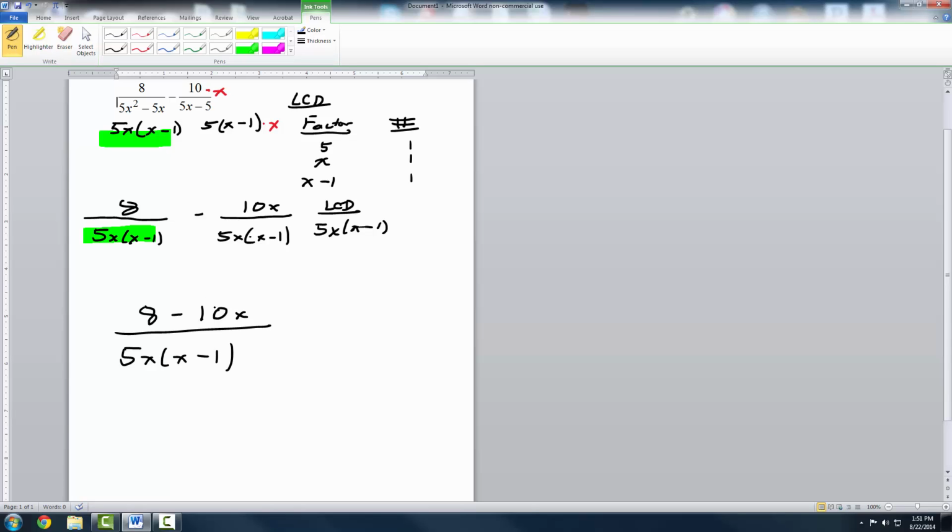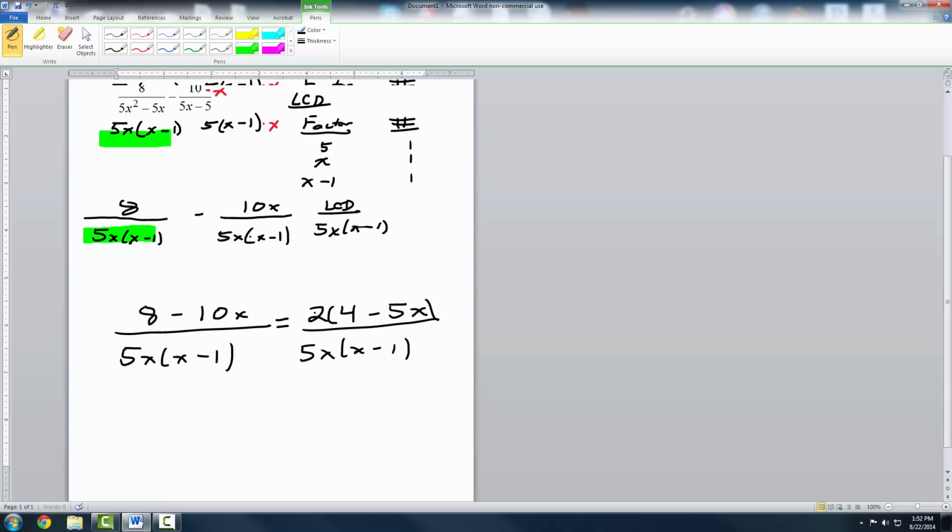And now what you look to see is, is there something that can be canceled here? You can't cancel this x and this x because this x here is being involved in subtraction. You can't cancel this 10 and this 5 right now because this 10 is involved in subtraction. You can only cancel parts that are solely being multiplied. Okay, so what we're going to do is factor this numerator. If you see that there is a 2 common in both of these terms here, 8 divided by 2 is 4, minus 10 divided by 2 is 5, and that leaves us this over 5x times x minus 1.